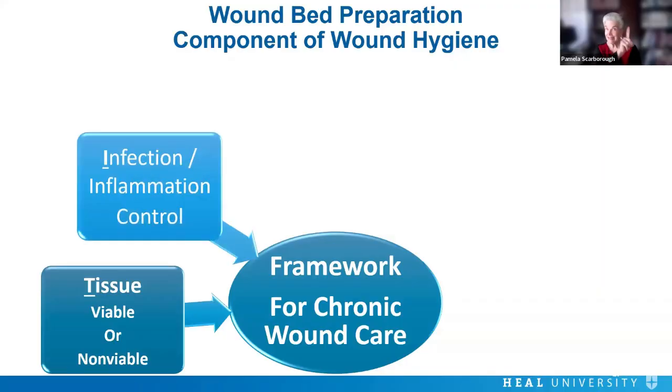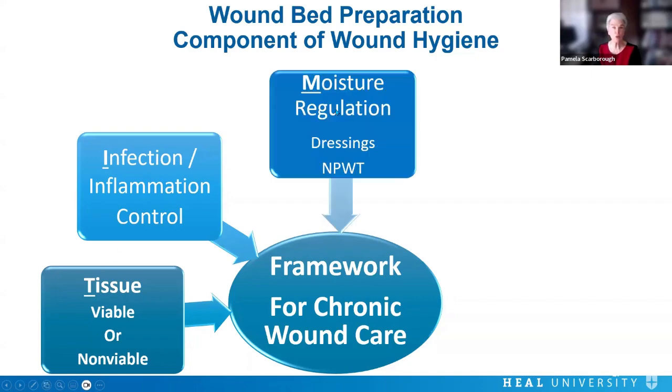The T, we're doing an acronym. TI is your infection or your inflammation. Chronic hard to heal wounds get stuck in the latter phase of the inflammatory phase and won't move on to the proliferative phase, they stay in the inflammatory phase. And that's also where you begin to see some of your infection, but you see infections in the proliferative phase also. So TIM is moisture regulation. We're using dressings and negative pressure wound therapy to help us with moisture regulation.